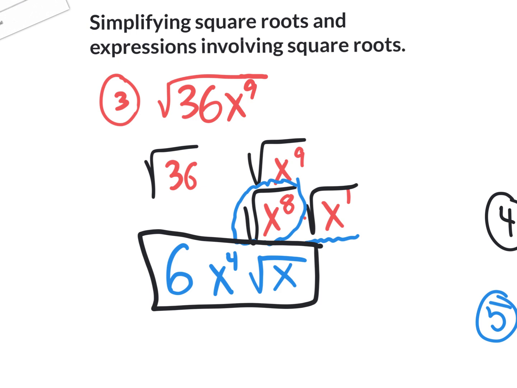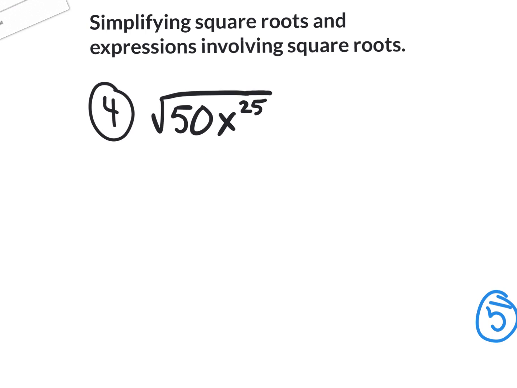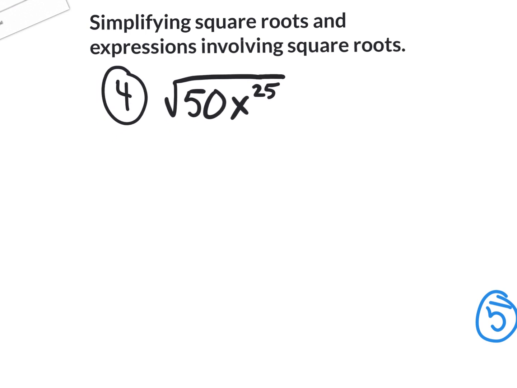Let's try another. What's the answer to that guy? What's the first step? Split it. So I have the square root of 50. I have the square root of x to the 25.